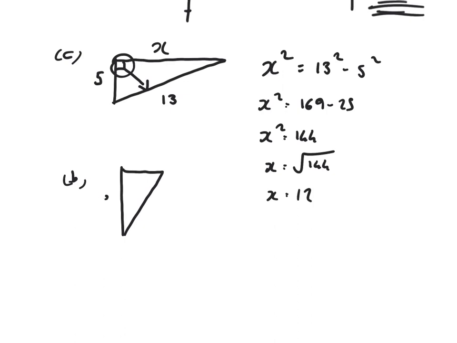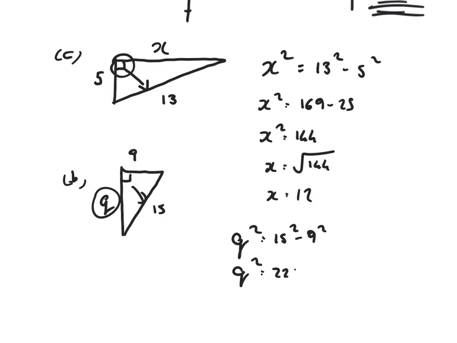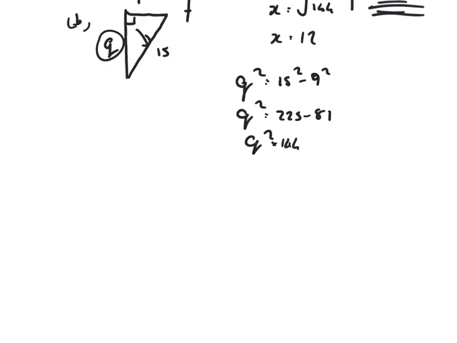Okay, so this time call that Q. This side is 9 and this side is 15. There's the right angle, so given the hypotenuse, we're looking for a shorter side. Subtract. Q squared equals 15 squared minus 9 squared. Q squared is equal to 225 minus 81. Q squared equals 144. Q equals the square root of 144, and Q is equal to 12.